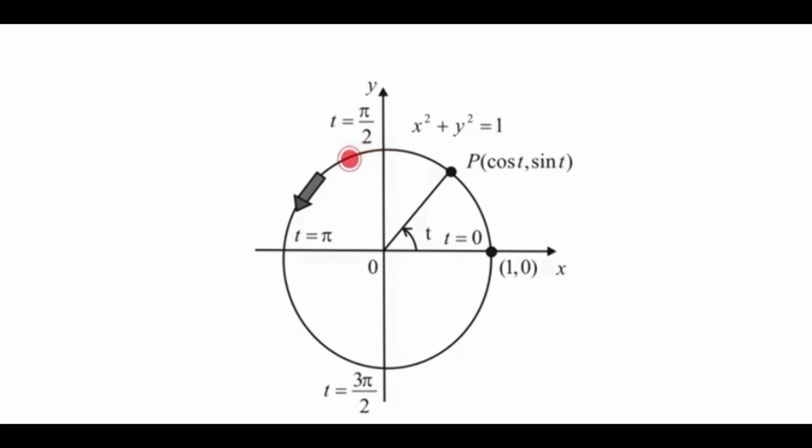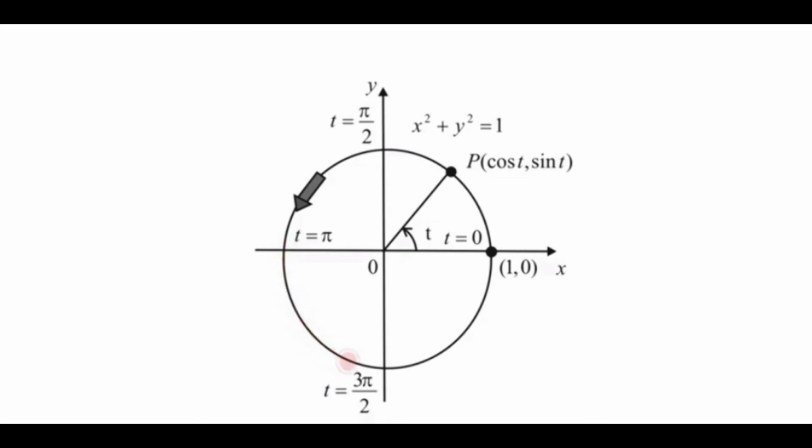When t increases from π/2 to π, the corresponding point moves down and to the left along the circle in counterclockwise direction. When t is equal to π, we obtain the point (cos π, sin π), which is equal to (-1, 0).